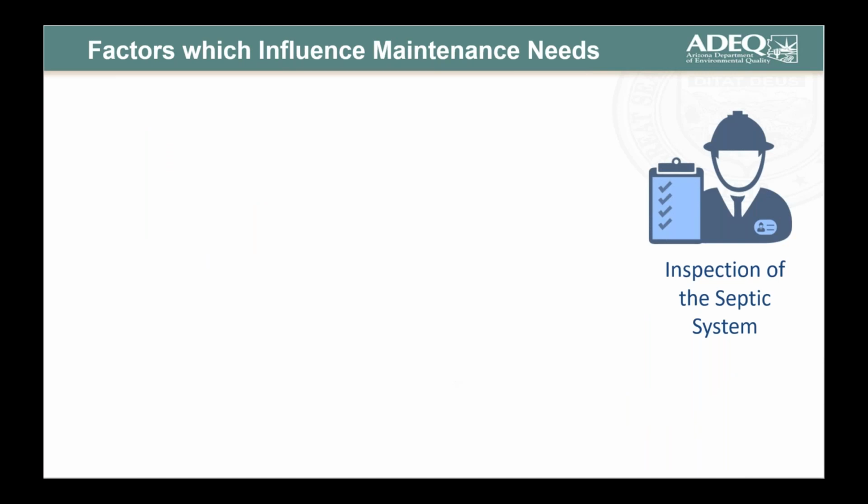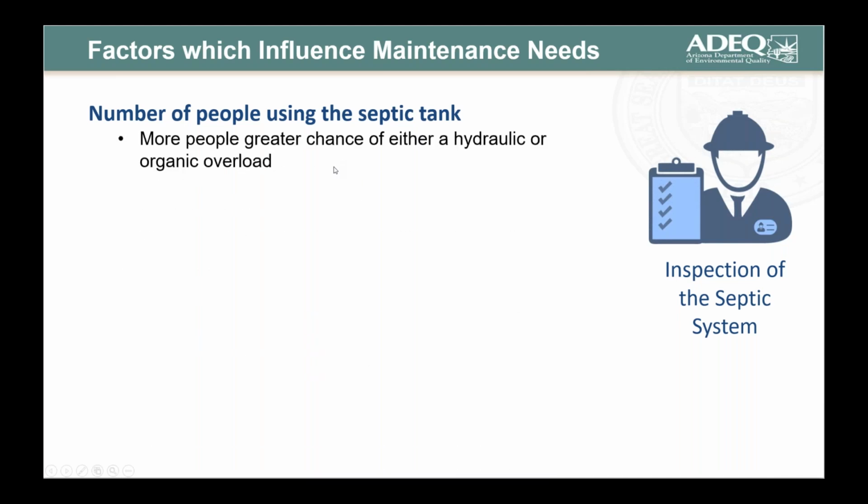Now, when we look at the inspection of the septic system, there are some factors that are going to influence the maintenance needs of it and how much maintenance is required. First of all, we're going to note the number of people using the septic tank is going to influence the maintenance needs of that system. Basically, with more people, there's a greater chance of either hydraulic or organic overload. And notice that hydraulic is referring to the volume of wastewater going into your septic system. Organic load refers to the solids loading that's going in there.